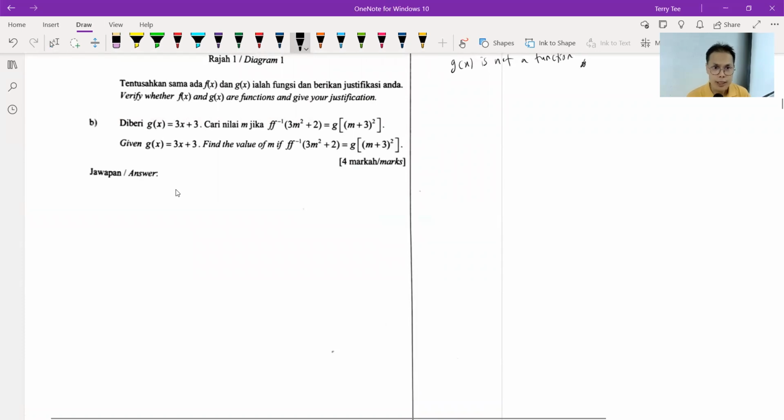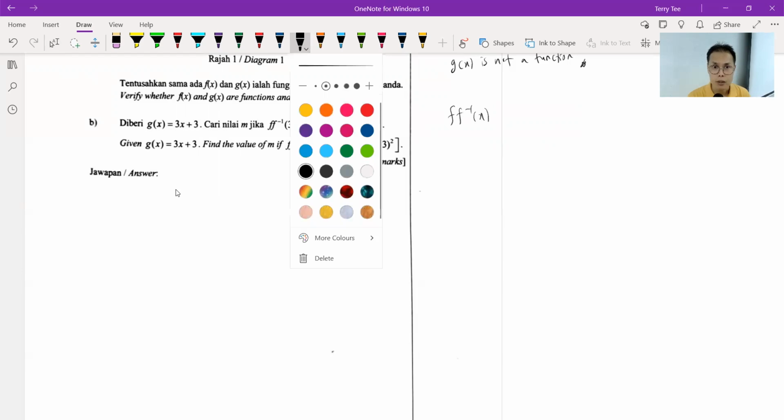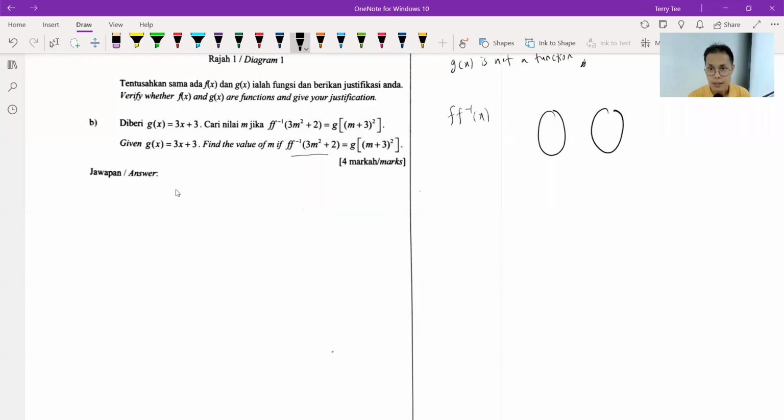g(x) is given as 3x plus 3, and you're supposed to find the value of m given f f inverse of 3m squared plus 2 equals g of (m plus 3). Actually, there's a shortcut to f f inverse x. I hope you know about this. When you pick a function f, you inverse it, say you end up at y. Then you go through function f again, and you end up at x. So when you do f inverse x, you're going backwards, then forward, and you end up at the same place where you started.